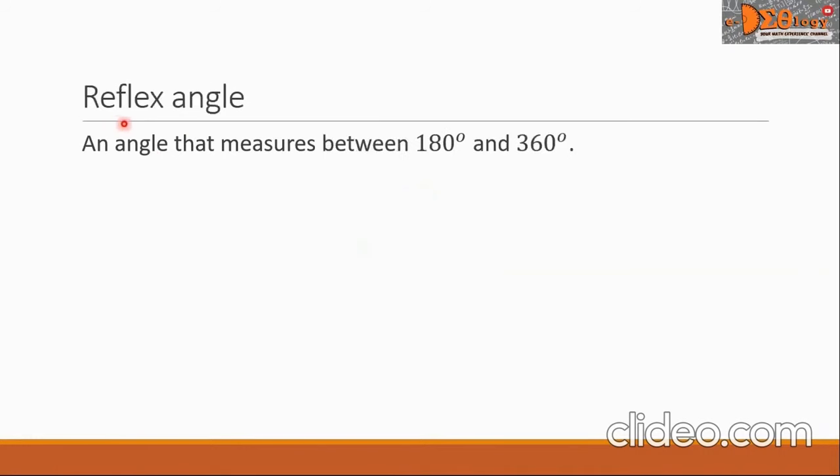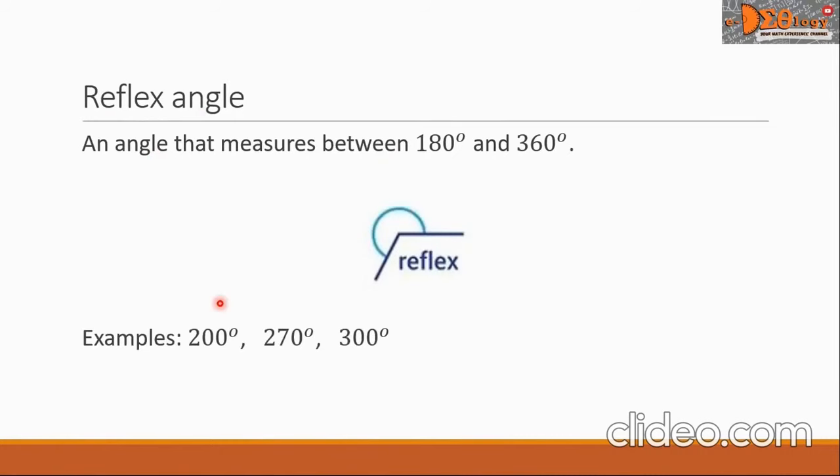Another angle is the reflex angle. It is an angle that measures between 180 degrees and 360 degrees. Here is a picture of a reflex angle. Some examples of reflex angle are 200 degrees, 270 degrees, and 300 degrees.